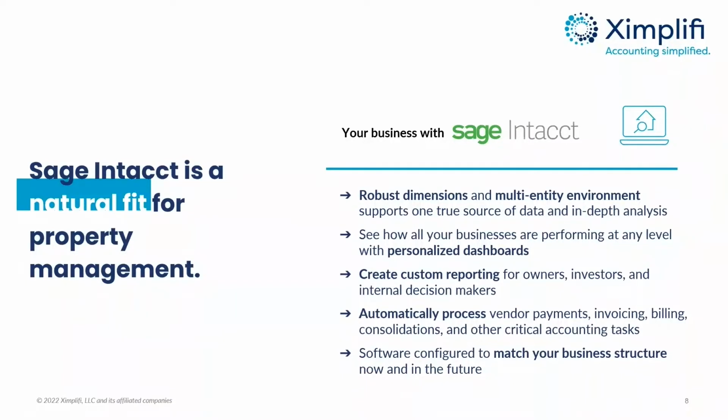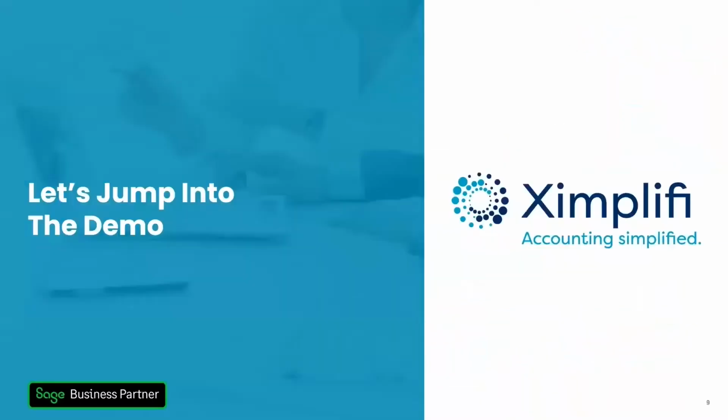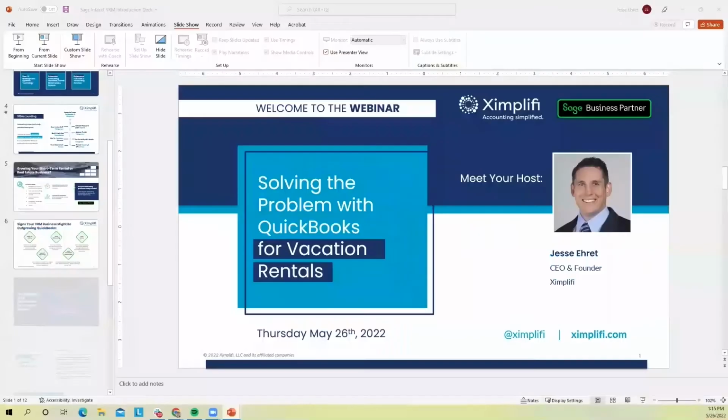And many of the things that I've highlighted here, robust dimensions or multi-entity environment that we've talked in detail about, personalized dashboards, which I'll show in just a moment, all the customer reporting, automating many of our processes such as AP, payments, invoicing, billing, consolidated reporting. All these things are the core functionality of Sage Intacct that's going to support our vacation rental property management businesses. So enough chatting. Let's jump into the demo and take a spin.